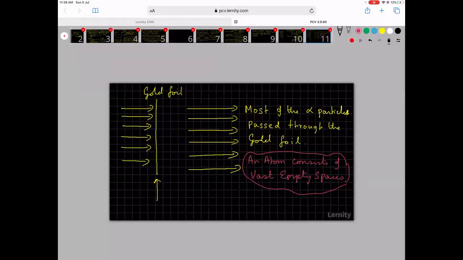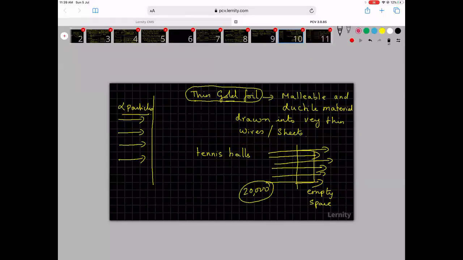Slide number 10. And slide number 11. You are understanding malleable and ductile. They can be drawn into thin wire. That's why we make jewelry out of gold. They are malleable, means you can draw them into thin wires. They are ductile, means you can make them into very thin foils.